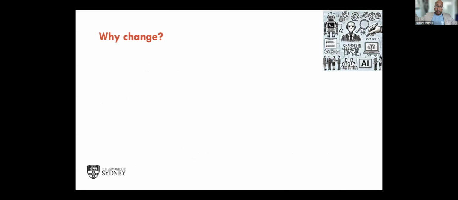All right, so why did we want to change this? First of all, of course, the AI revolution that we've all been talking about, we had to change it because, of course, students could just use AI. If a student was very savvy with AI use, they could just write the whole report using AI. And of course, we don't want that.